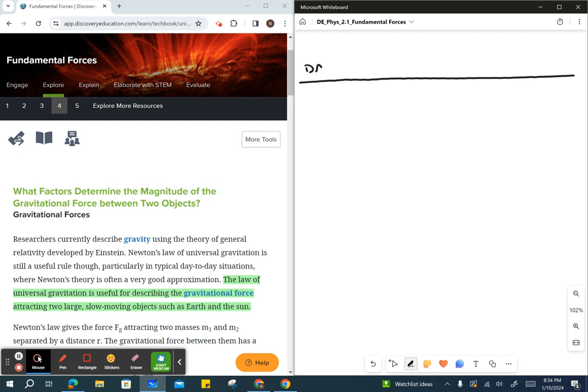Make sure you write the date. And draw a margin so you can make notes to yourself on the side or ask questions. We'll take that green question there as our essential question. What factors determine the magnitude of the gravitational force between two objects? Okay.